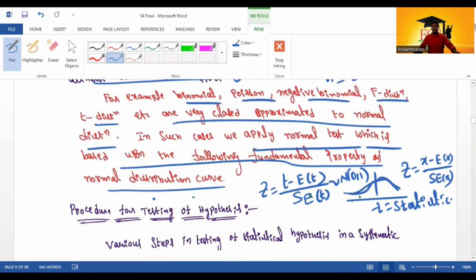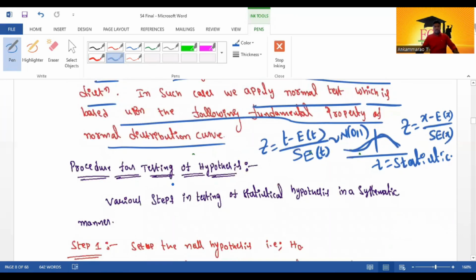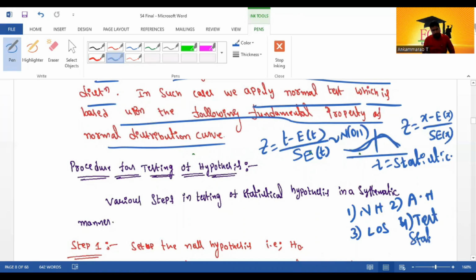What is the procedure for testing of hypothesis? The procedure has 5 steps. Step 1 is the null hypothesis. Step 2 is the alternative hypothesis. Step 3 is the level of significance. Step 4 is the test statistic. The fifth step is the conclusion. These are the 5 steps for testing of hypothesis.